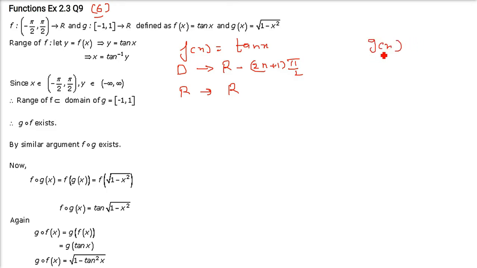g(x) is under root 1 minus x square. If you see the domain, it is negative pi by 2 to pi by 2, which is already given in the question. Now coming to g(x) equals under root 1 minus x square, this 1 minus x square cannot be negative inside the root, so it has to be positive. So 1 minus x square should be greater than or equal to 0.